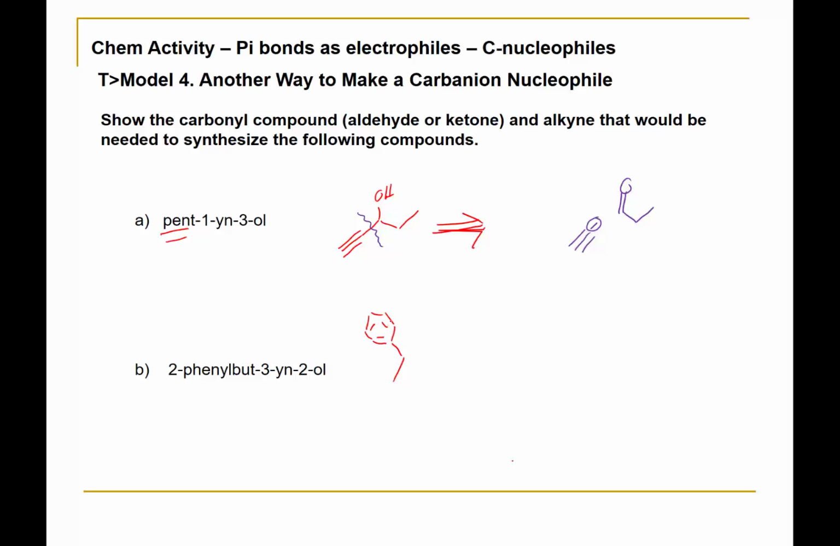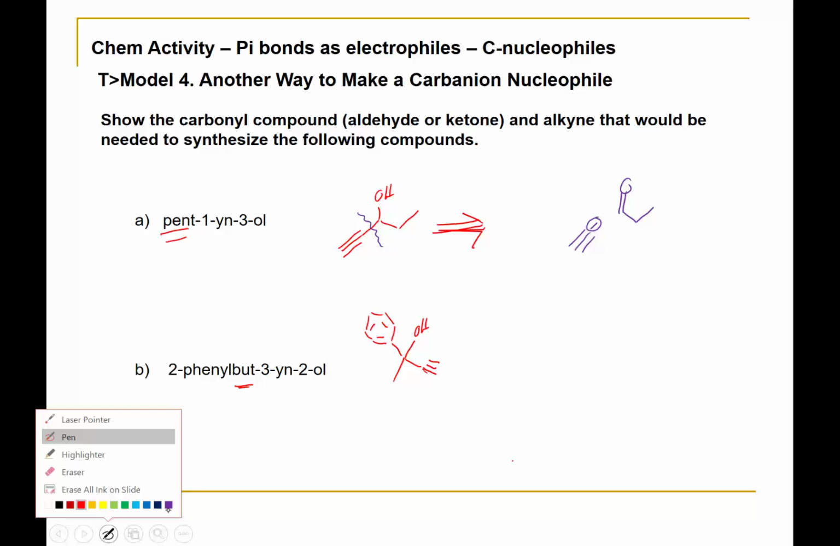So there's my benzene ring. Of course, you can just represent that as a Ph to indicate the phenyl. On carbon number 2, I also have an alcohol group. On carbon number 3, I have my triple bond. 1, 2, 3. And collectively, you can see that I've got a 1, 2, 3, 4 carbon chain. So that corresponds to the but-. So this is what we want to make.